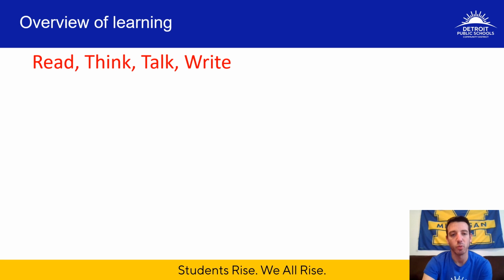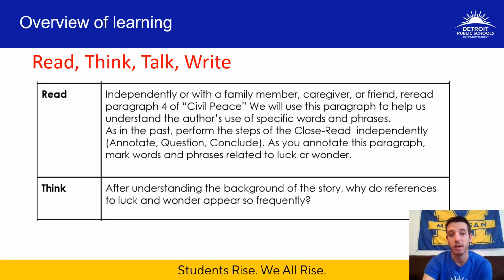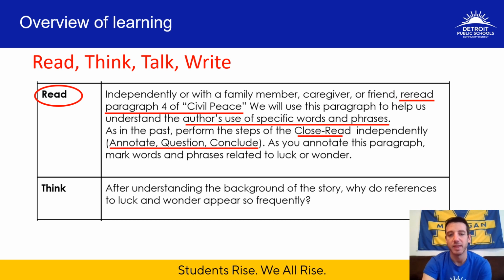Let's quickly go over the read, think, talk, write protocol for today. For read, you're going to focus on rereading paragraph 4 of Civil Peace. You can read the whole thing again if you want to, but for today, you're going to focus on just paragraph 4 of Civil Peace. And you're going to use that paragraph to understand the author's use of specific words and phrases. And then you're going to complete the close read routine, which involves the annotate, question, and conclude. And you're going to specifically look for words and phrases related to luck or wonder.